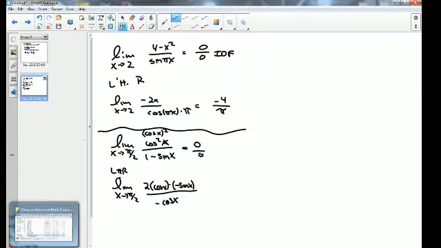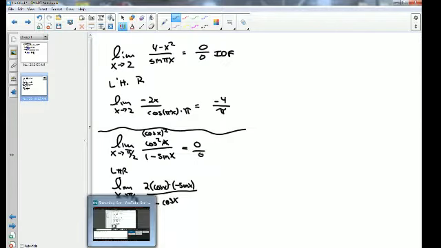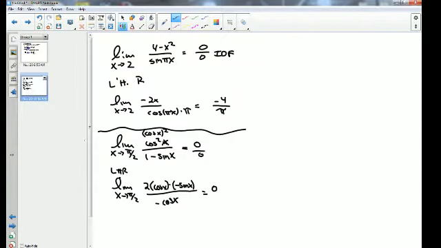Do I get 0 over something? Cosine of pi over 2 is 0, right? So that's 0 minus 1. That doesn't work. Retry. Second derivative, different problem, move on.